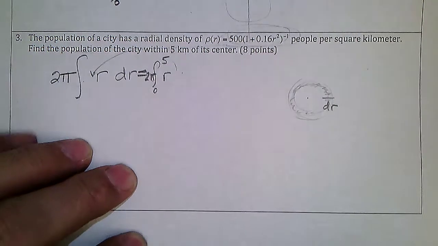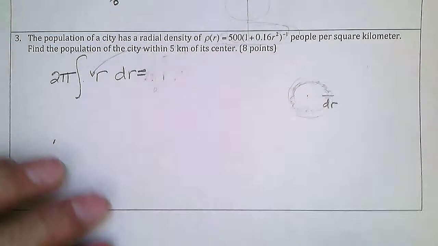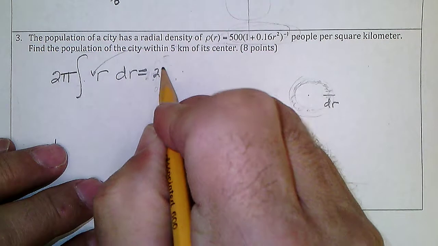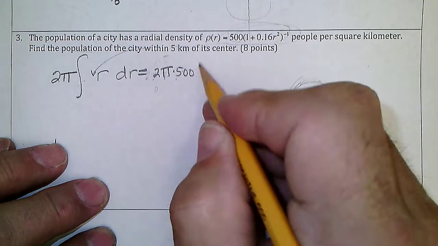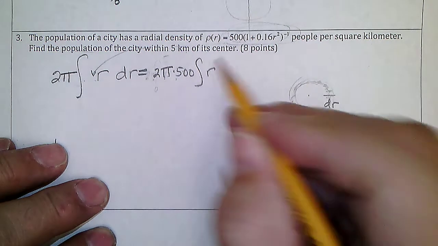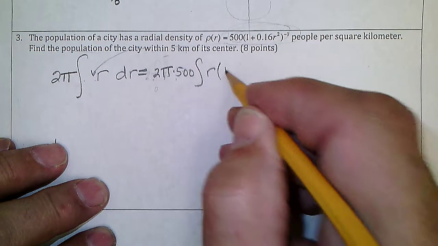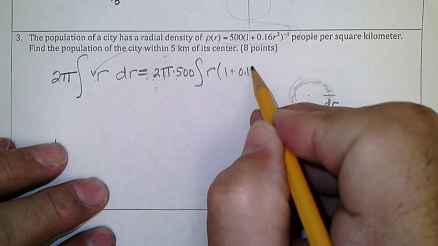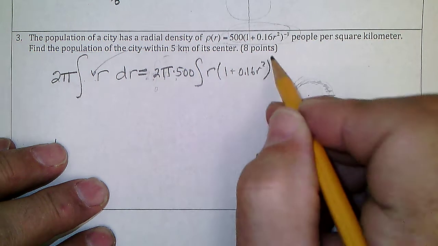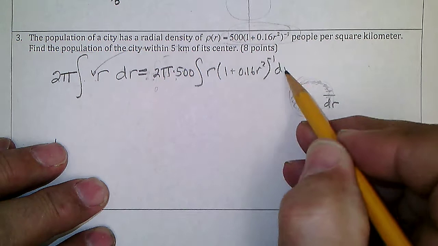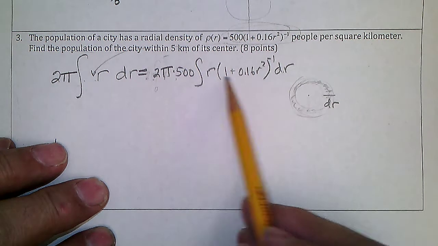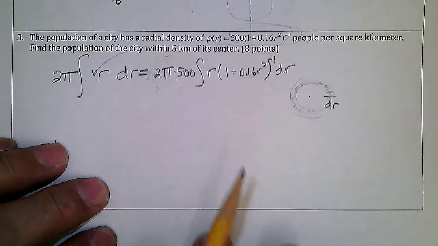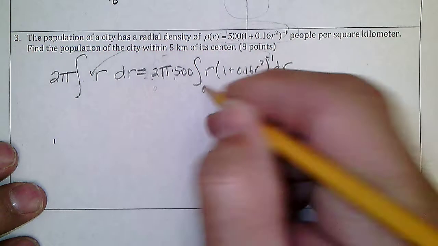Let's take the eraser out here. Since I'm doing this in pencil, I can fix this. 2 pi, there's a constant of 500. Need the r, the rest of the density function, dr. So 2 pi r dr is the area times the population per square area. And we're going to integrate this from 0 to 5.